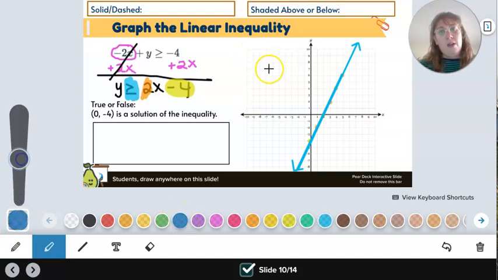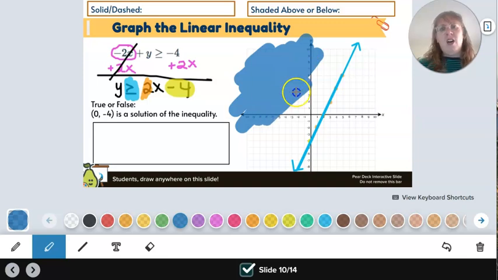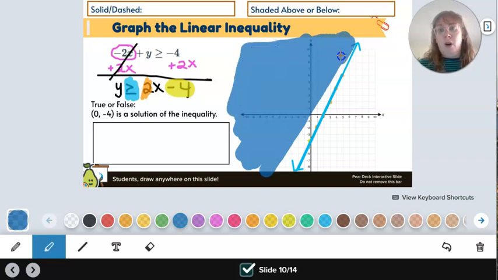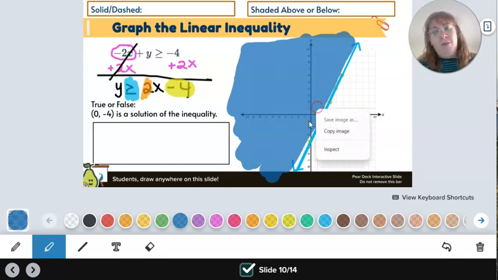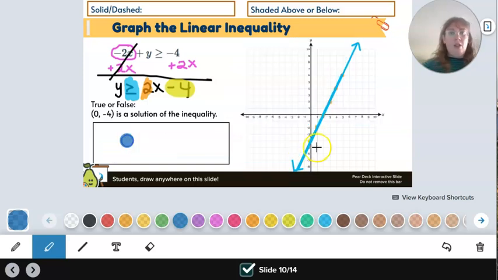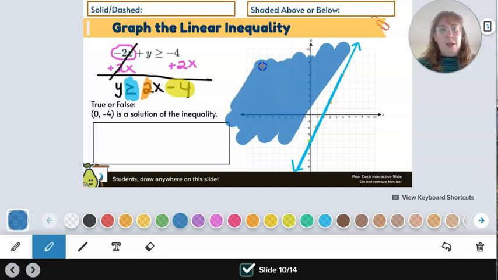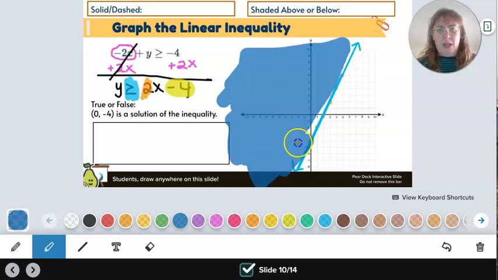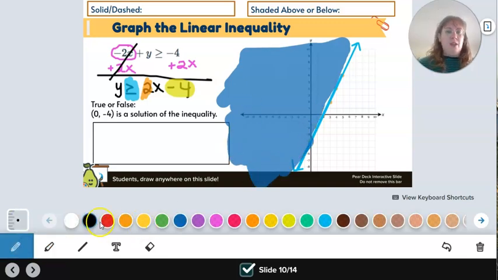I'm just going to make this a little bigger. Sometimes it's hard to tell what is above the line and what's below the line, and you just got to think about it for a second. But if you're not sure, you can also always plug in a point and test it. For example, we have this point (0, -4), which isn't a good point because that is our y-intercept, and that will work. That's going to be true because it's our y-intercept and we have a solid line.